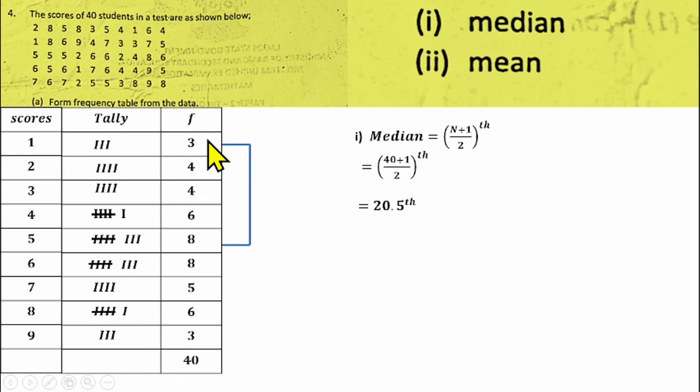So what do you do? Go to your frequency and start adding it together. So we are going to get this position. 3 plus 4 is 7, plus 4.